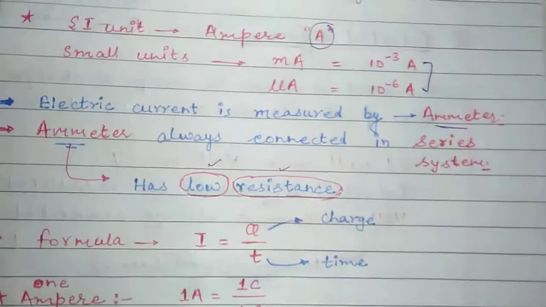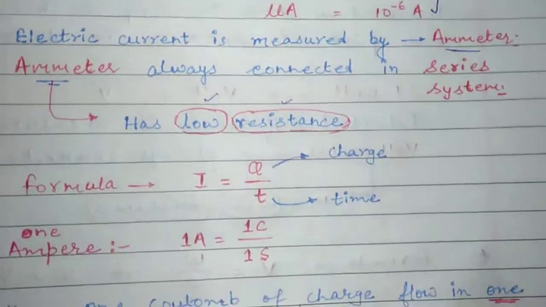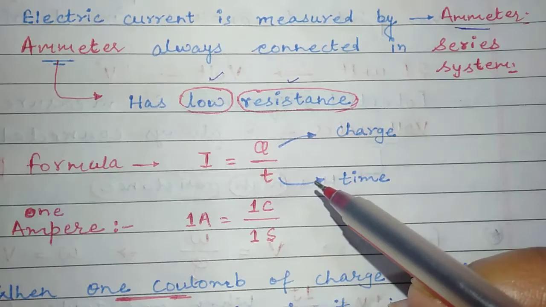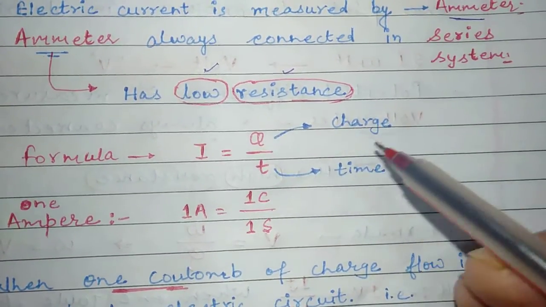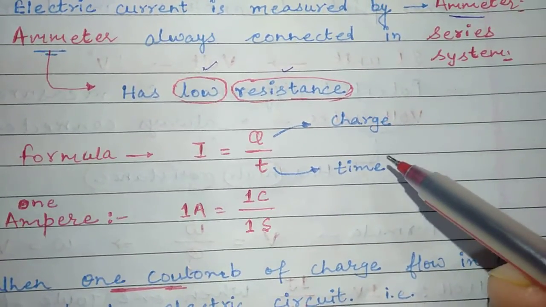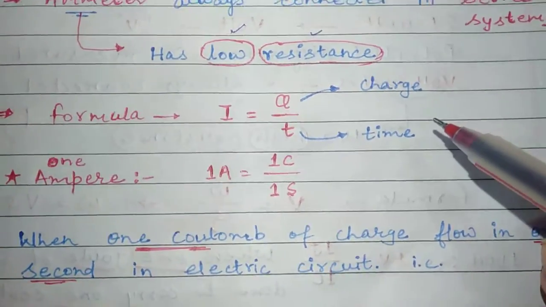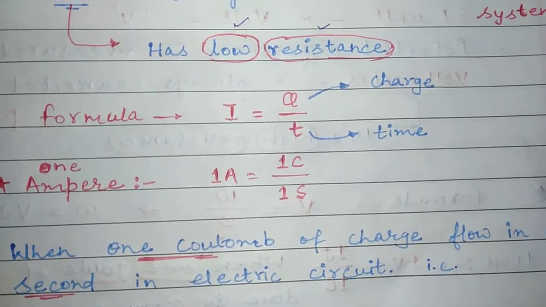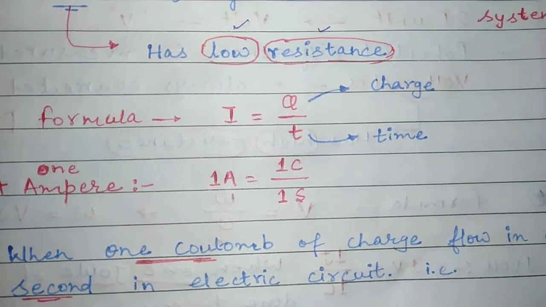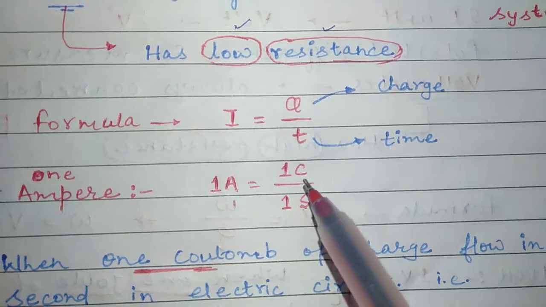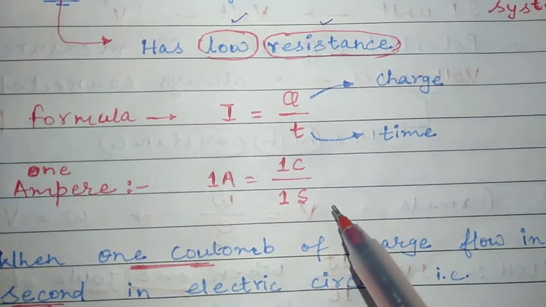Then students, here we'll discuss the formula of electric current. That is I is equal to Q upon T. Q means the charge, and T means the time. Then we'll discuss 1 ampere of electric current. 1 ampere is equal to 1 coulomb of charge in 1 second.